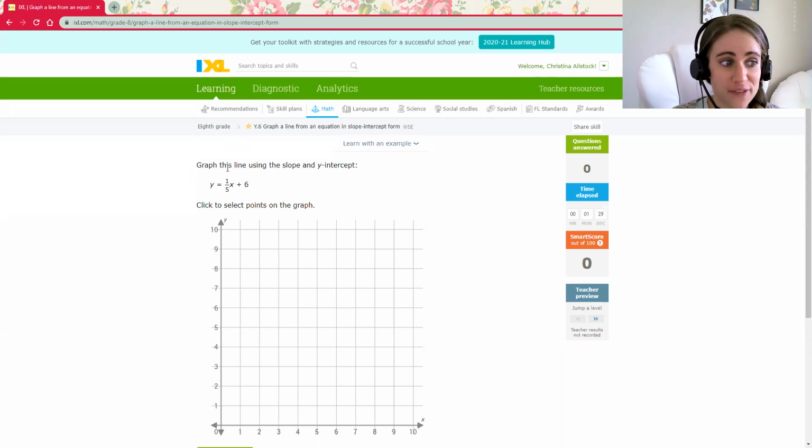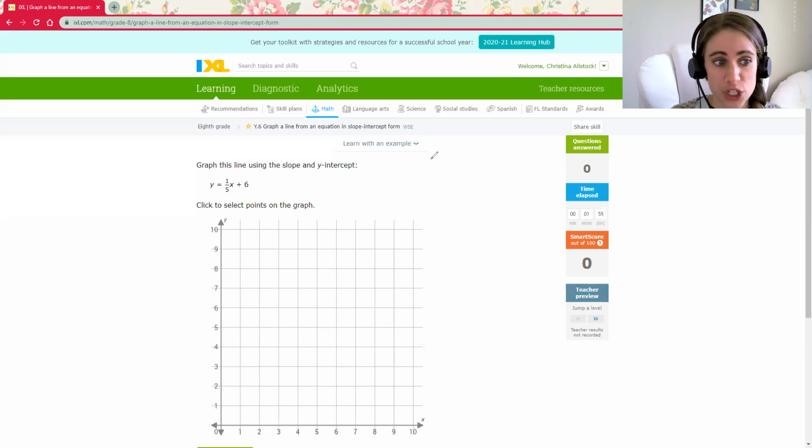All right, so we want to graph this line using slope and y-intercept, because there are multiple different methods you can use to graph a line, but this assignment focuses on using the slope and the y-intercept. And also for this assignment, all of your equations are already going to be put in slope-intercept form for you, which, let's review what that is.